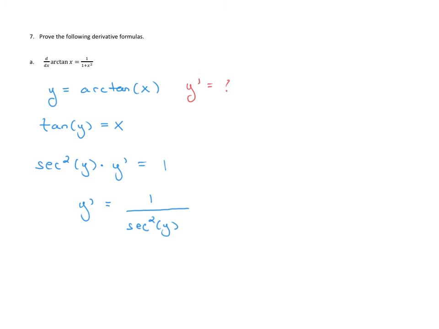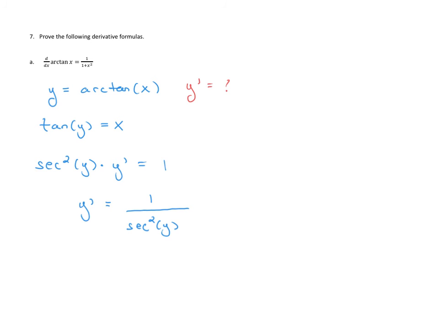Well, that looks like a formula, doesn't look like this one, and here's the difference. This one depends on x's, and this one depends on a y. What we're going to do is a little trick to change this so it is in terms of x. We're going to have to use a trig identity.